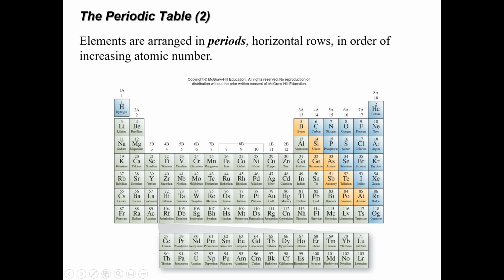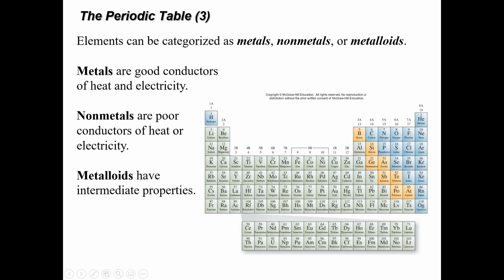And the horizontal lines we call periods. Hydrogen and helium are in the first period. Lithium, beryllium, boron, carbon, nitrogen are in the second period. It goes like that. So this is the very first classification: metals, non-metals, metalloids.